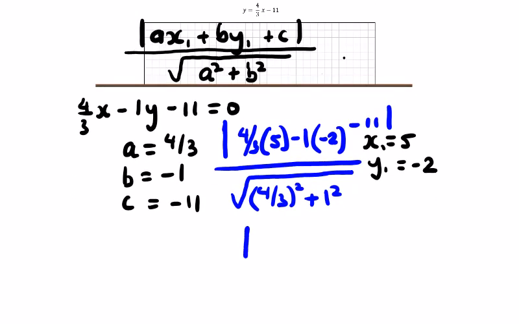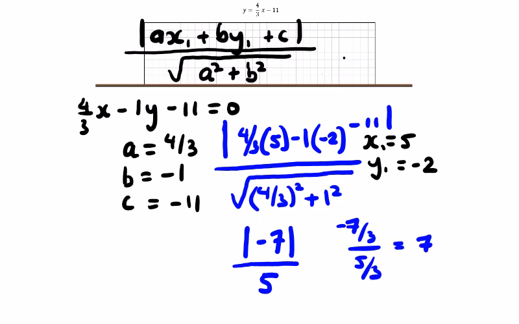On the calculator, the top is giving me minus 7, which is why we're using absolute value. You can't get a negative distance. The bottom is giving me 5. There's 3s in there, so it will be minus 7 over 3 over 5 over 3. And that's going to give an absolute value of 7 over 5, which is 1.4 units for this question.